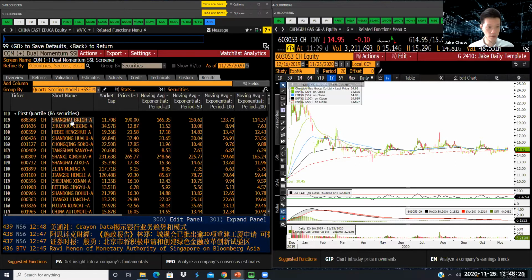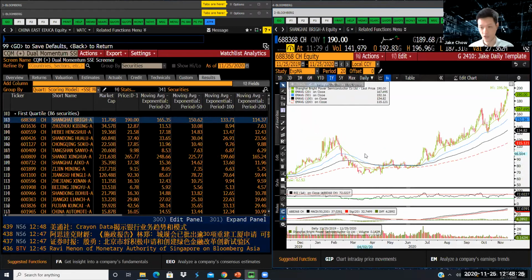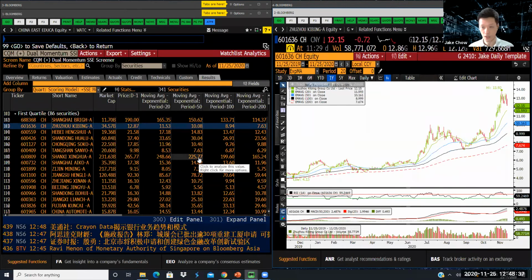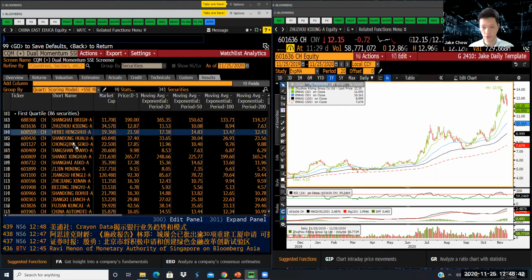Let's say, for example, you click on this Shanghai Bright. It's the first name in the first quartile. So this is the strongest name within this universe, right? You can click and drop. The good thing about this is on Bloomberg, you can do a quick click and drop analysis. So you can analyze and eyeball a lot of stocks by doing this, right?